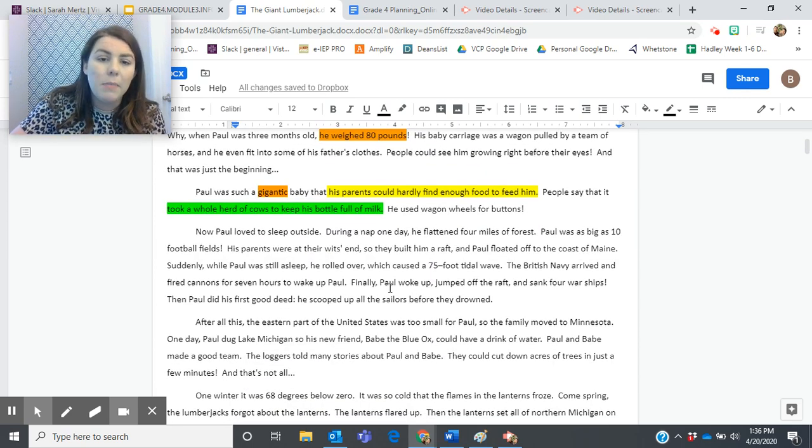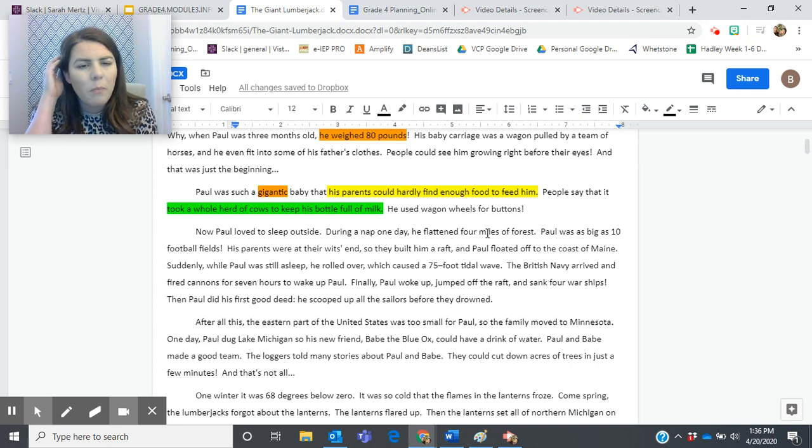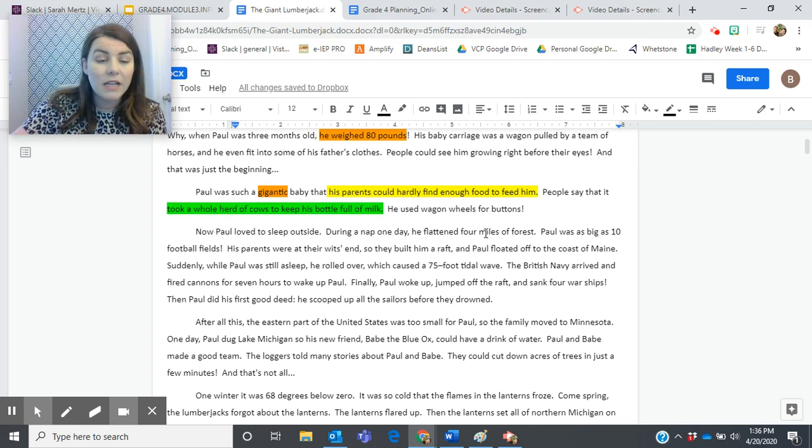Now, Paul loved to sleep outside. During a nap one day, he flattened 4 miles of forest. Paul was as big as 10 football fields. His parents were at their wits' end, so they built him a raft, and Paul floated off to the coast of Maine. Suddenly, while Paul was still asleep, he rolled over, which caused a 75-foot tidal wave. The British Navy arrived and fired cannons for 7 hours to wake up Paul. Finally, Paul woke up, jumped off the raft, and sank 4 warships. Then Paul did his first good deed. He scooped up all the soldiers before they drowned.